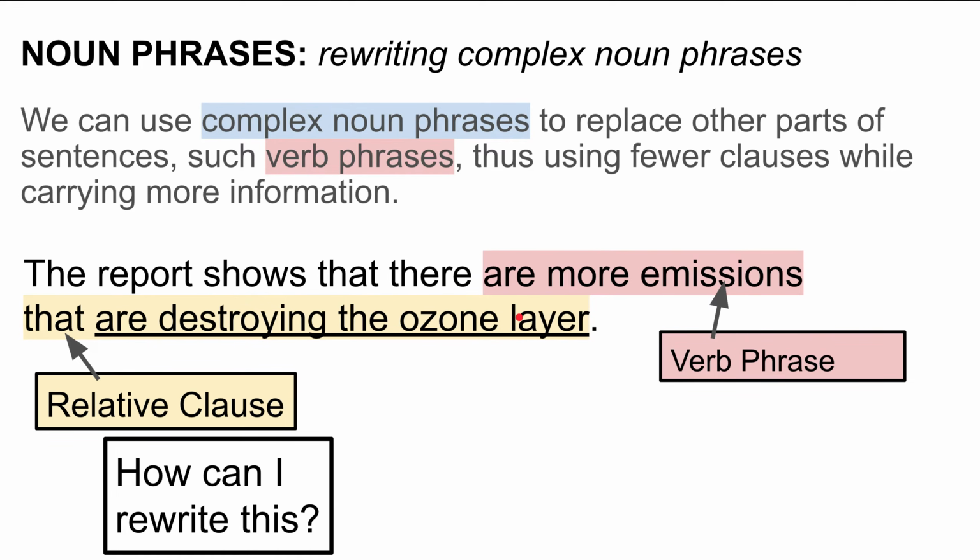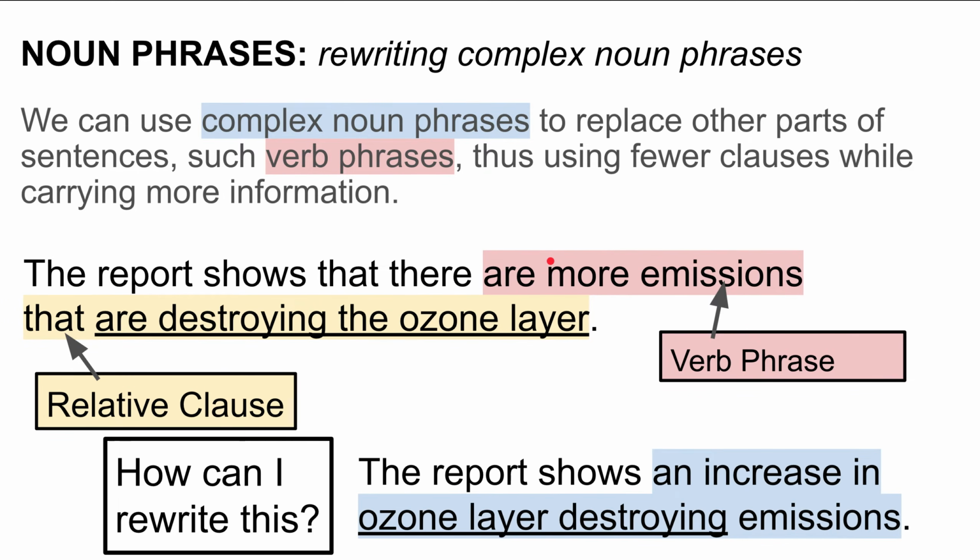And we can also take this are more emissions and rewrite it so that it's a noun phrase. So let's look at this. The report shows an increase in ozone layer destroying emissions. Again, we took that are destroying the ozone layer and we moved it right before the noun emissions. Okay, the report shows that there are more. Here, this is a verb phrase, and we deleted that clause and we made an increase in.